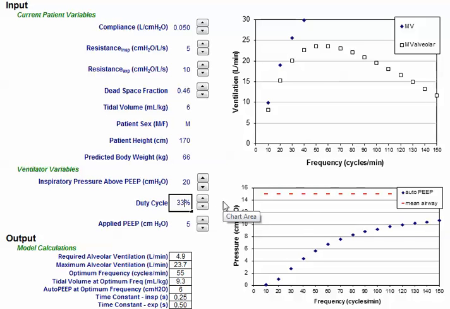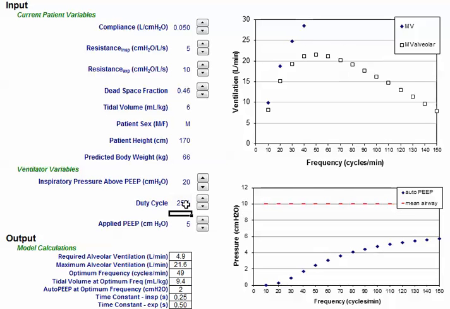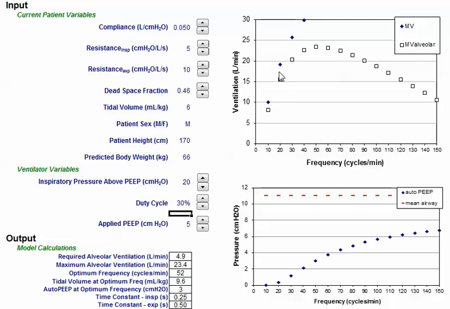So I'm going to change this to a 1-to-2 IE ratio. And you notice I'm getting closer to my max minute ventilation. Let's try 25% or 1-to-3. And it didn't do much better. But an IE ratio of less than 1-to-1 is going to get us close to our max minute ventilation obtainable.